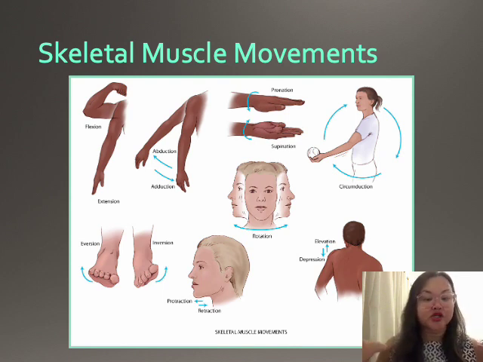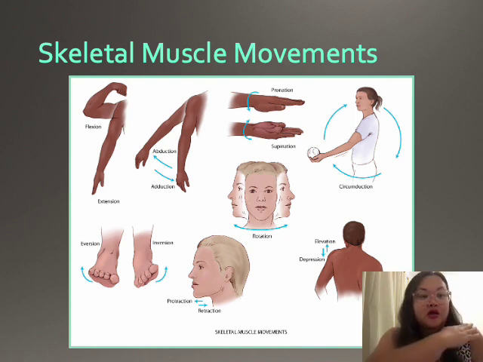And then we have depression, which is lowering a body part. An example of depression would be when you are assessing cranial nerve 11 and pressing the shoulders down and seeing if they have range of motion of their shoulders.